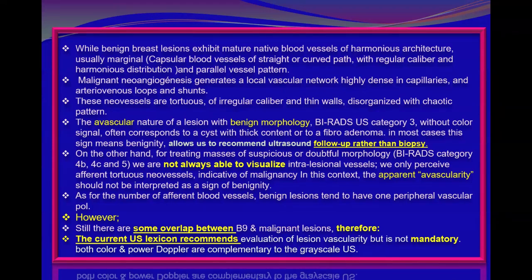As for the number of afferent blood vessels, benign lesions tend to have one peripheral vascular pole. However, there is still some overlap between benign and malignant lesions, and therefore the current ultrasound lexicon recommends evaluation of lesion vascularity, but it is not mandatory. Okay, both color and power Doppler are complementary to the grayscale ultrasound.